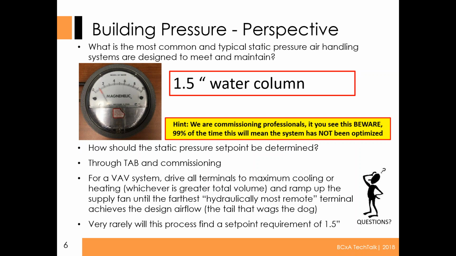It's actually a differential pressure between the pressure in the duct and the pressure outside the duct. And you'll see this 1.5 inches as a set point. Very, very common. My big hint here is that 99% of the time that means it has not been set up properly. So if you're a commissioning person, you walk up to the BAS and ask the TAB contractor, what's the set point? And he goes, oh, 1.5 inches. Most of the time that will not be the proper pressure that is the most energy efficient.